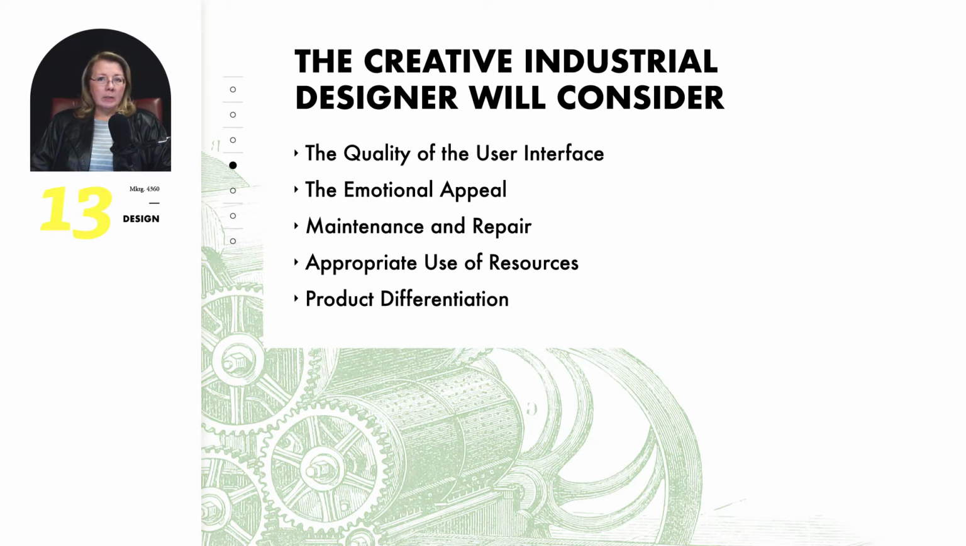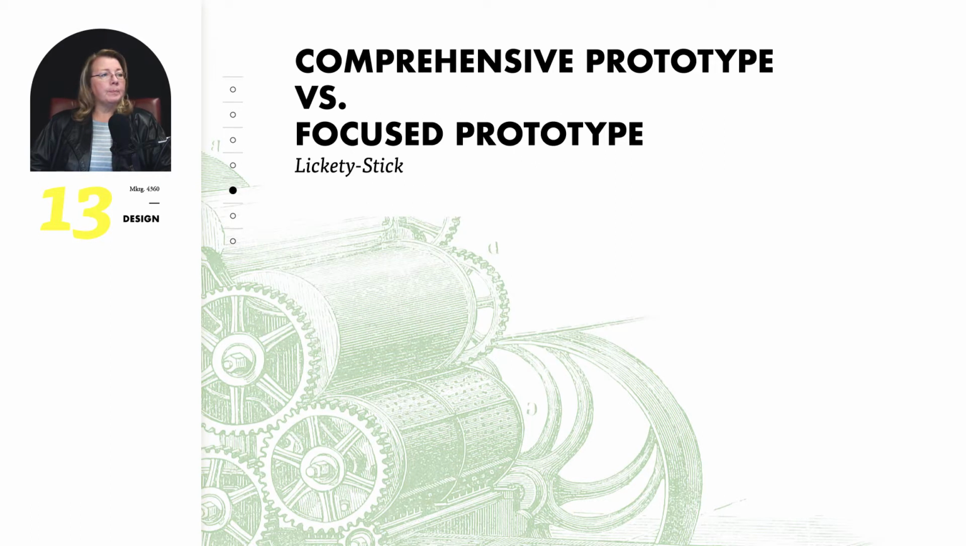They want to make a product that's easy to maintain, and if it has to be repaired, that it's easy to repair. They want to make sure that they're building a design that is appropriate with respect to the resources that go into that design. So using materials in the design that are cost efficient, that are available, things like that. And finally, they want to design a product that allows for differentiation from competitor products. So those are the 5 major considerations for an industrial designer to keep in mind.